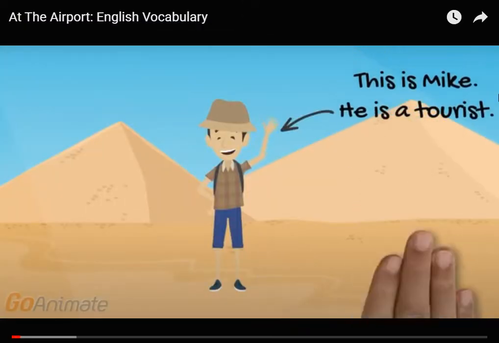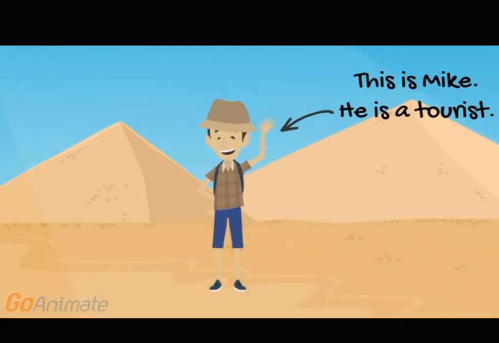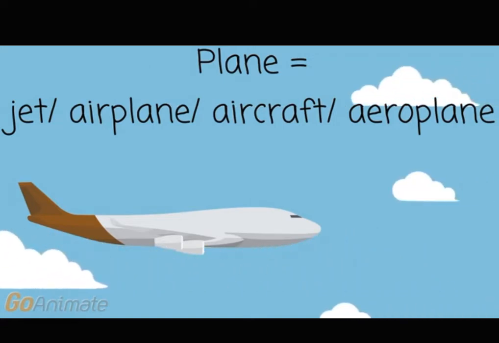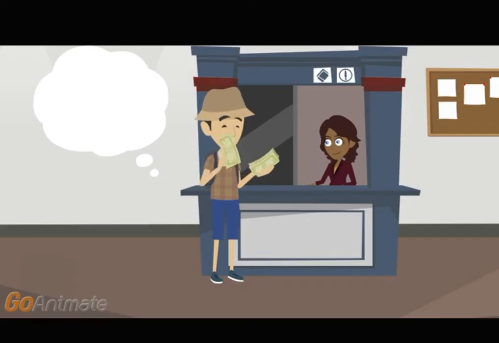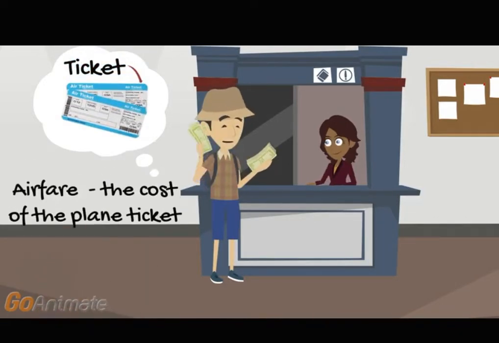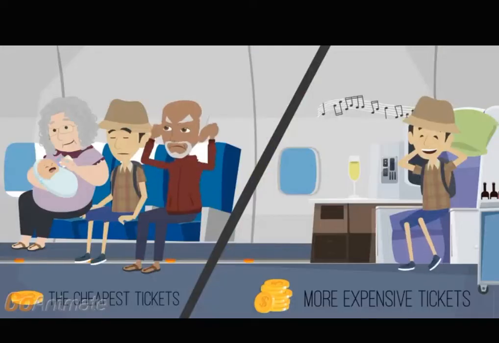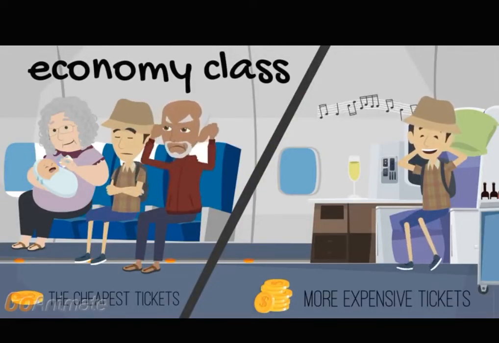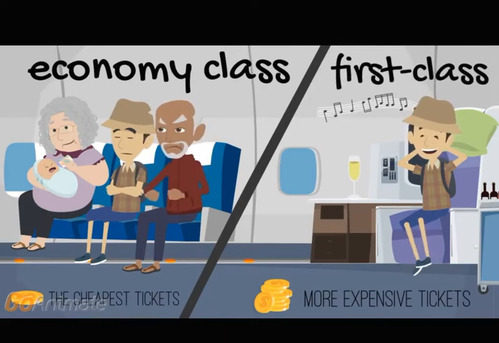In this video, you will learn basic airport vocabulary. A lot of people travel by plane, jet, airplane, aircraft. First of all, you need to buy a ticket and pay airfare. Airfare is the cost of the plane ticket. You choose between economy class, the lowest class of traveling, and first class, with better seating and more services.